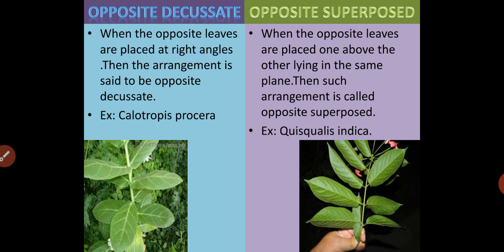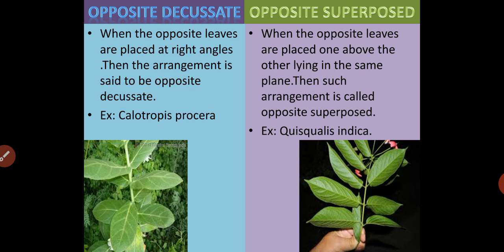Opposite decussate. When the opposite leaves are placed at right angles, then the arrangement is said to be opposite decussate, as seen in case of Calotropis procera. It is the condition where the opposite leaves are placed at right angles to each other.